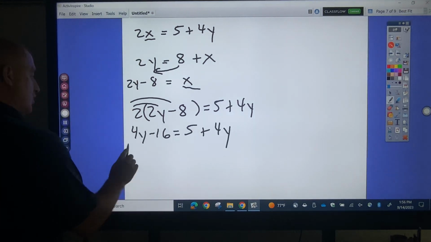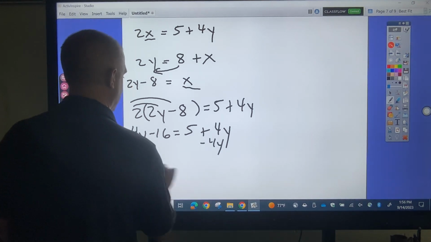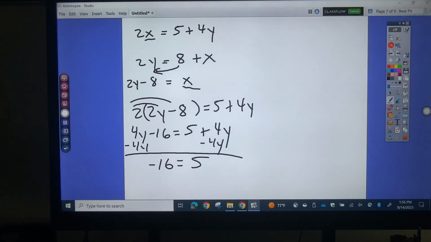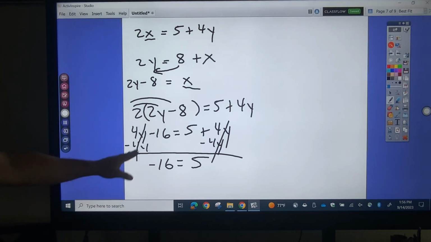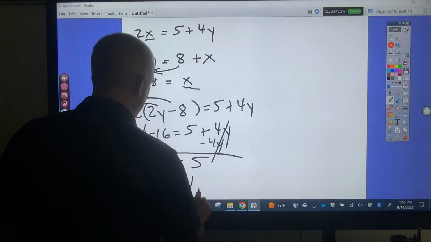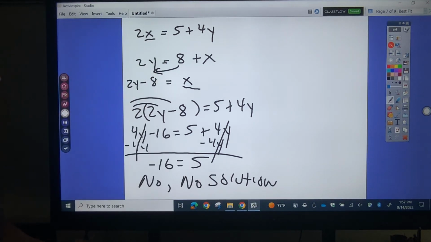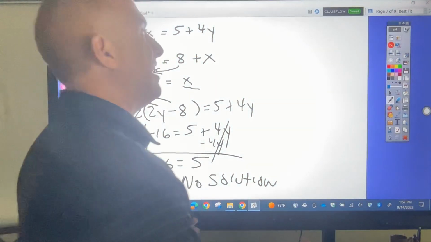Now watch, I want to show you what happens. I subtract 4y from both sides. I get negative 16 equals 5. Both y terms go away. Can negative 16 ever equal 5? No. So that is no solution. That's one of those systems where the lines are parallel, so they're not touching.